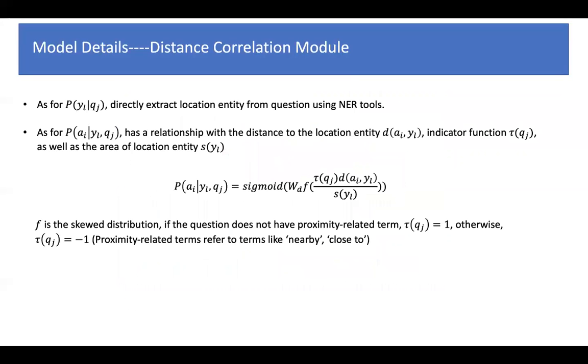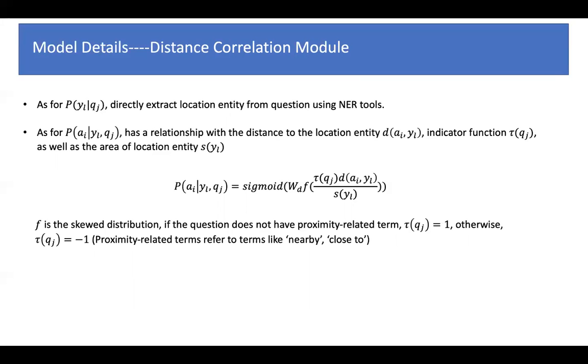Another module is called the distance correlation module. As for P(YL given QJ), we directly extract the location entity from the question using NER tools. For example, we extract New York from the question, where can kids go in New York? As for P(AI given YL and QJ), it has a relationship with the distance to the location entity, the indicator function, as well as the area of the location entity.